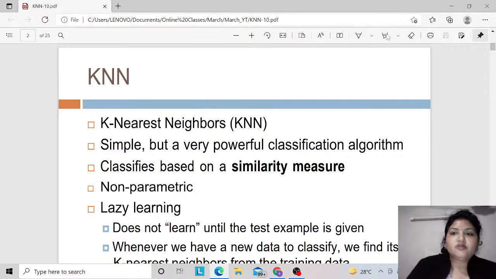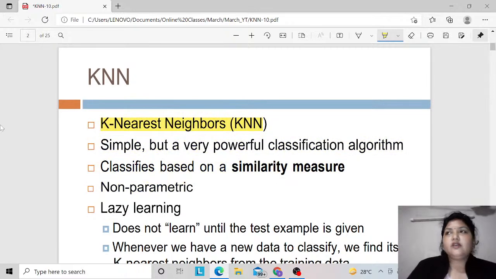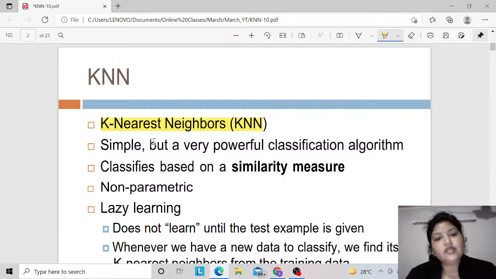So, first of all, starting with the first part, what do we mean by KNN? KNN means K is the factor and NN is the nearest neighbor. So K is the value by which we find out the nearest neighbors, right? And this is a very simple and easy to use algorithm, but a very powerful classification technique.